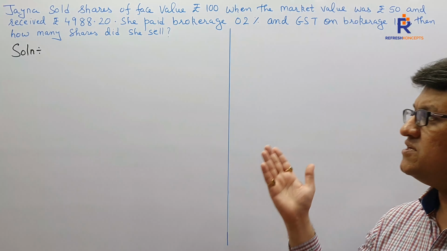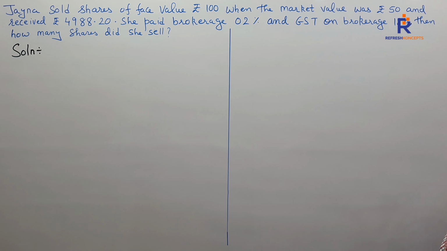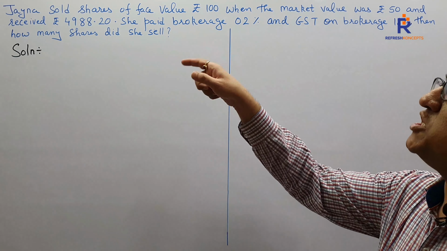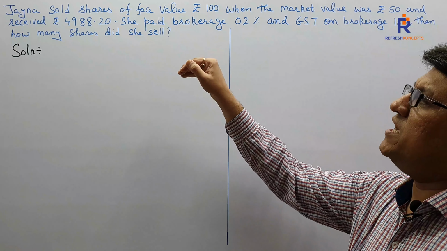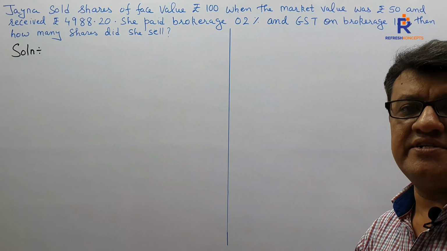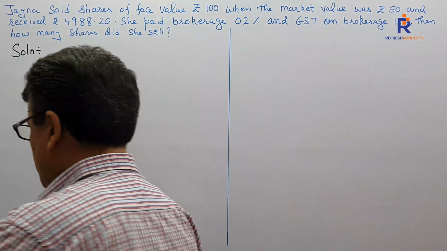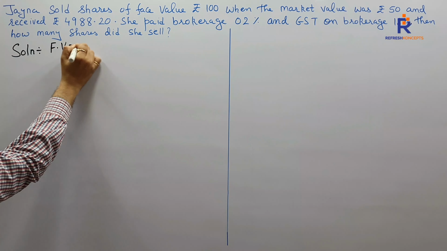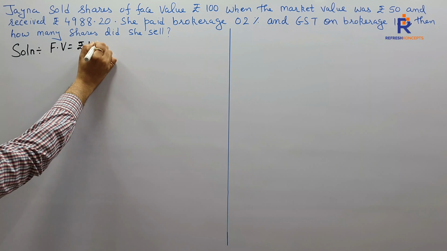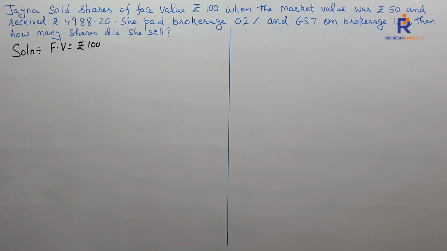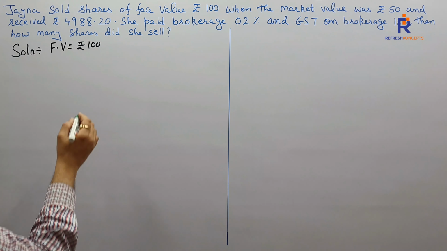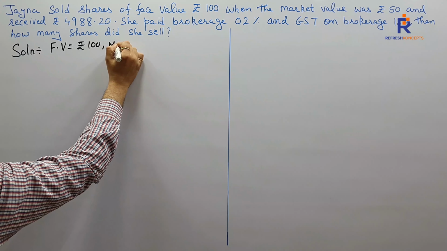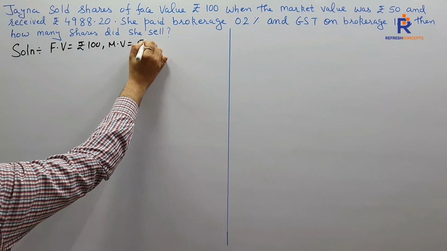Let's start with this one. Sums involve brokerage. Jaina sold shares of face value rupees 100. So let's write down step by step what data we have. Face value of a share is rupees 100. Jaina sold shares of face value rupees 100 when the market value was rupees 50. So MV is 50.